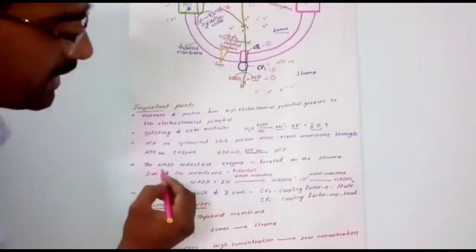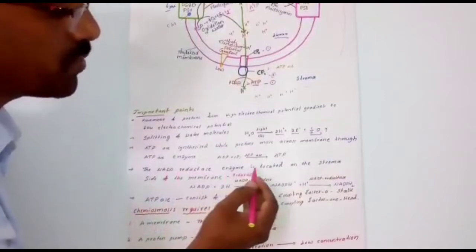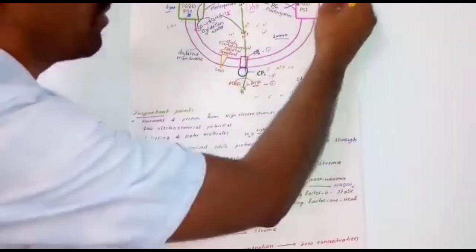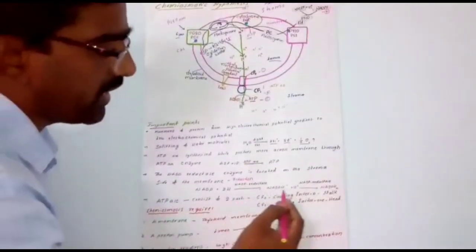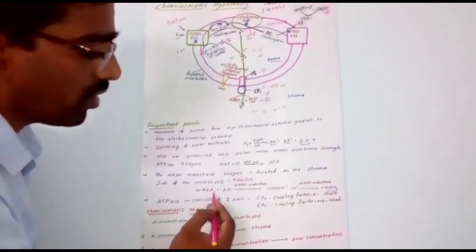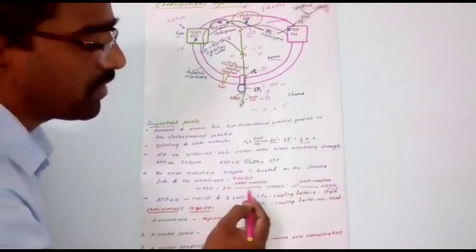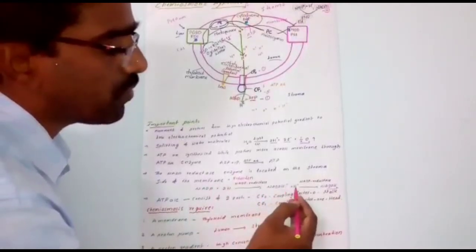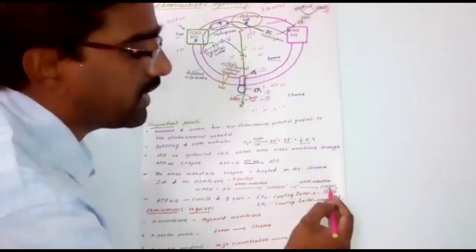Then one more enzyme, NADP reductase, is present in the stroma region. It helps in the formation of NADPH2. NADP is an acceptor of protons, along with the protons present here. Together they form NADPH plus H plus, and the final product is NADPH2.